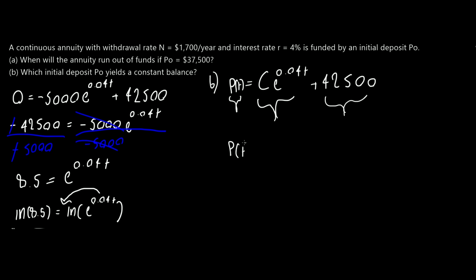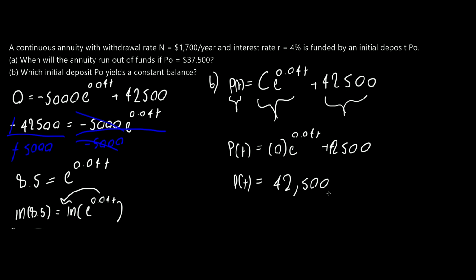So we're going to have P of t equal, and then if our constant of integration, c, turns out to be 0, and is multiplied by e to the power of 0.04t plus 42,500. So we're going to have P of t, and since this is multiplied by a 0, it's going to be an automatic 0. So all we care about is the 42,500. So 42,500 will be the initial deposit P sub 0 that will give us a constant balance, and that is the answer to part B.